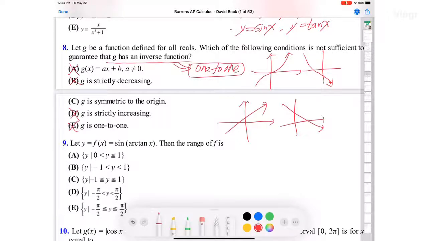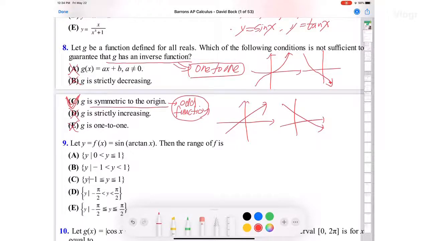But C doesn't guarantee it, because symmetric to the origin is the definition of an odd function. We just solved that in number 7, right? An odd function's graph is symmetric to the origin, but that doesn't mean it has an inverse function. That doesn't mean strictly increasing or decreasing. So the answer is C.